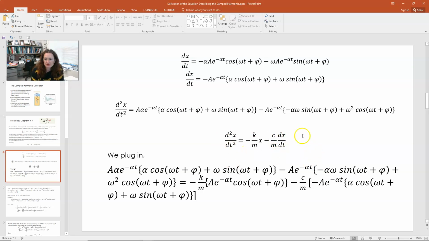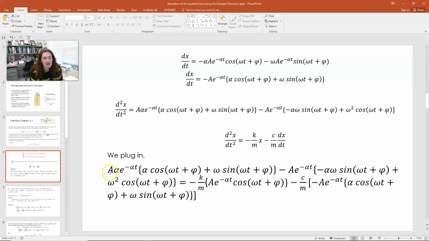So rearranging my differential equation so that I don't have anything pesky multiplied times my acceleration, I get d squared x dt squared is equal to minus k over m x minus c over m dx dt. Okay? Now we're going to plug and chug. We're going to plug it in. We're going to take this d squared x dt squared, that becomes my left-hand side.